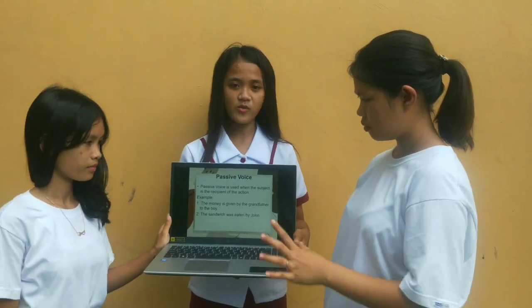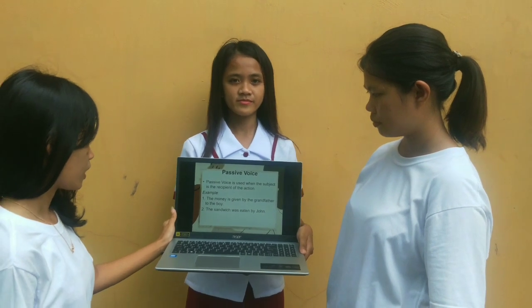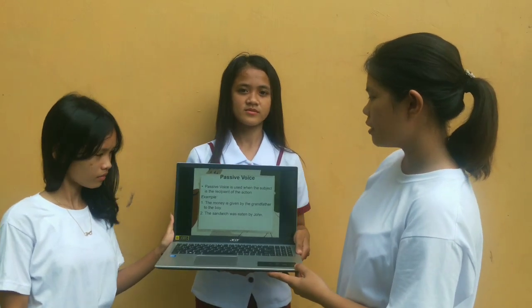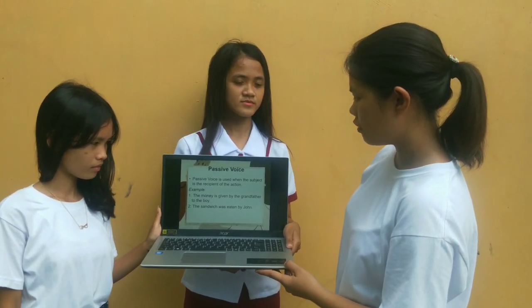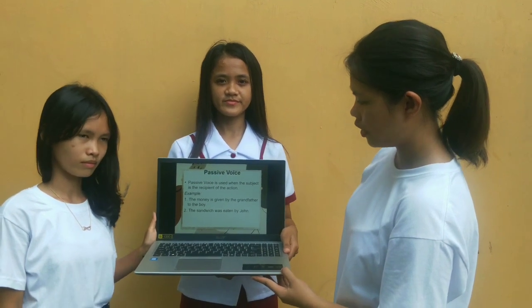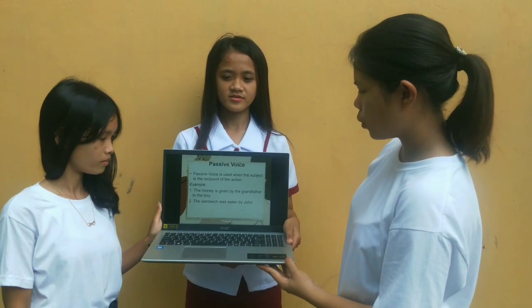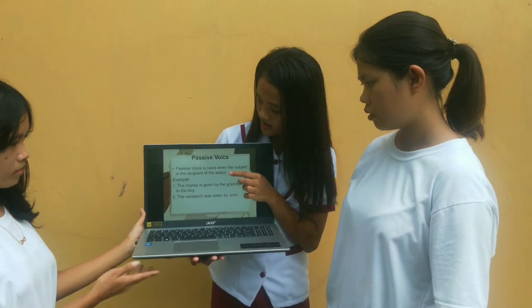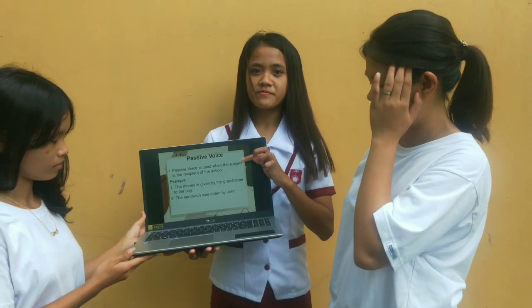Okay, the second one is passive voice. Passive voice is used when the subject is the recipient of the action. So the examples of passive voice are: the money is given by the grandfather to the boy. And the second, the sandwich was eaten by John. So when the subject receives the action, the sentence is said to be in the passive voice. So here you can see that the subject and verb change.